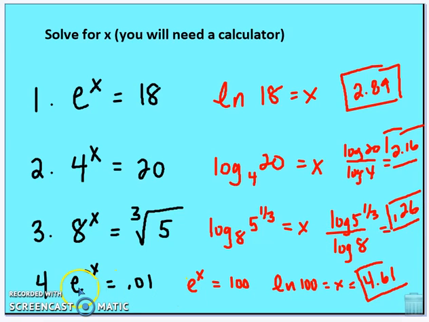And then the last one, I'm going to rewrite e to the x is equal to 1 over 0.01, which is 100. E to the x is equal to 100. Natural log of 100 is equal to x. And so the natural log of 100 is equal to 4.61.